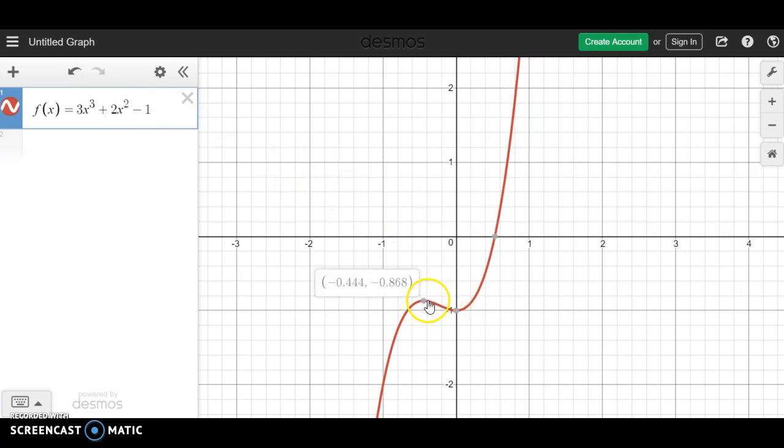When I say maximum and minimum, we'll talk more about what that means later on in the course. But generally speaking, it's a place where it's larger than everything else nearby. So I have a maximum here and a minimum here.